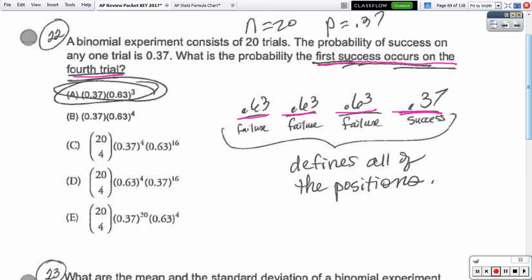Now, if you were to do this in your calculator, by the way, this would be geometric PDF. If you were interested in doing this in your calculator, you don't have to. You'd enter the p of 0.37. I want the 0.37 to occur in the fourth spot for the first time.